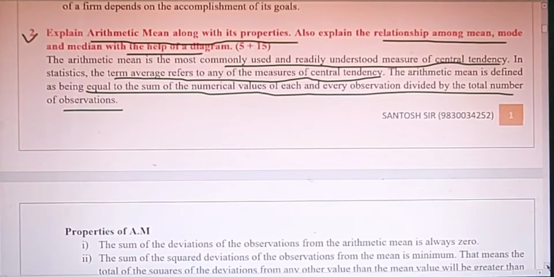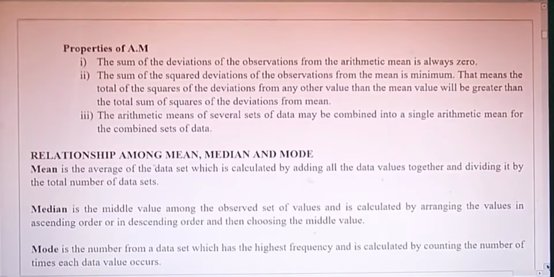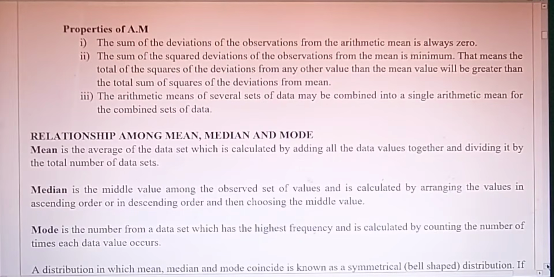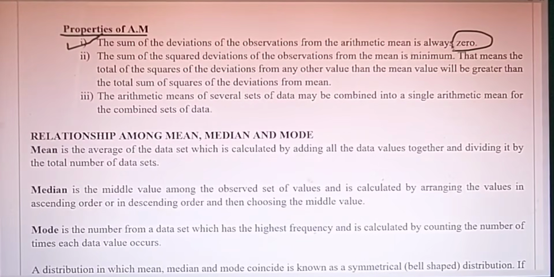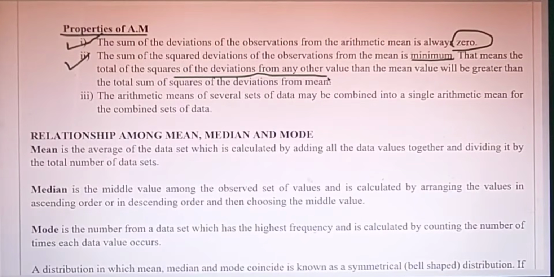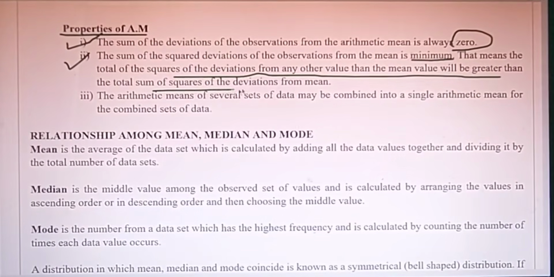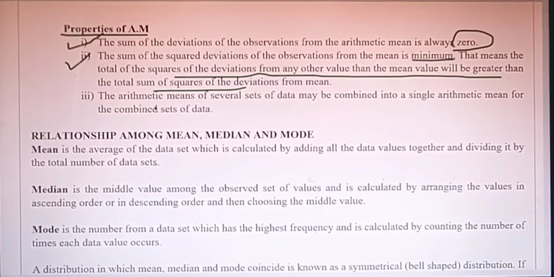We know about mean, we have been doing mean and a lot of problems in mathematics right from class 6. And these are the three important properties of arithmetic mean. The first one is that the sum of the deviations of the observations from the arithmetic mean is always equal to 0. This is a very important property. The second one is that the sum of the squared deviations of the observations from the mean is always minimum. That means the sum of squares of the deviations from any value other than the mean will be greater than the sum of squares of the deviations from the mean. This is again a very important property which we use in standard deviation.